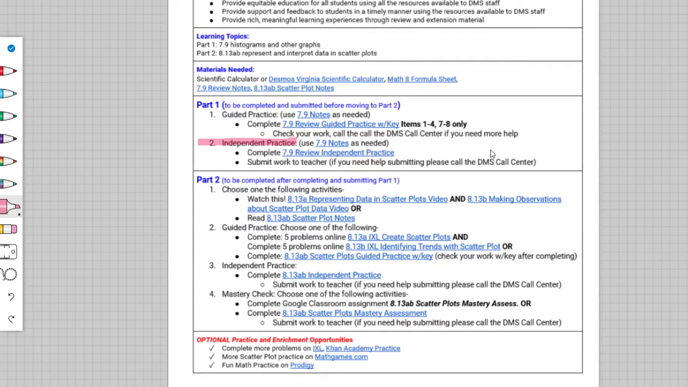It might be a quiz that week. It might be a Google form. So just pay attention to the links that are below the syllabus that is attached to the Google assignment. There are also blank copies of the notes if you would like to follow along as I'm going through them now. So again, in part two, the only thing that needs to be turned in is going to be the independent practice and the mastery check. So there are 3 things that need to be turned in each week: 1 from part 1 and 2 from part 2.